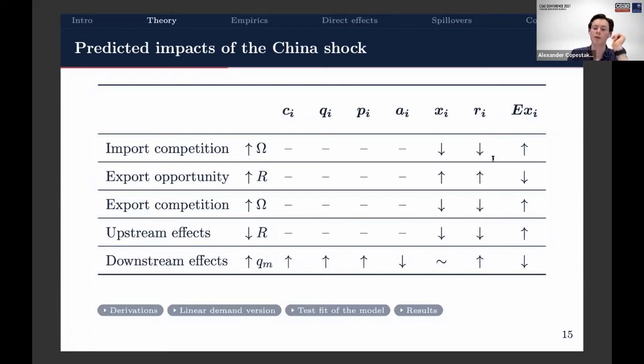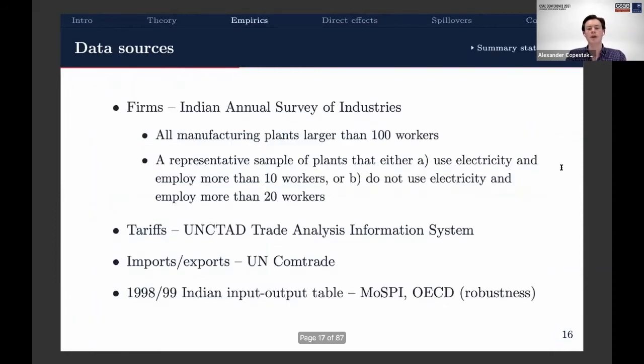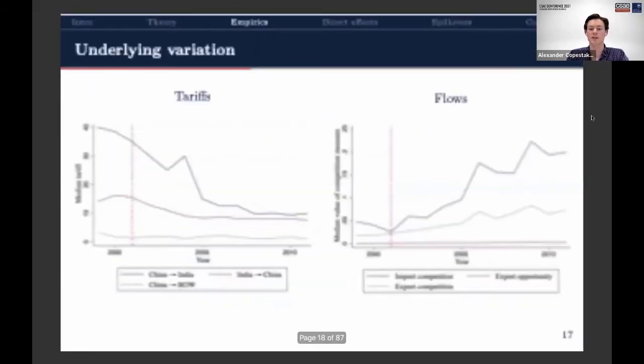the five channels. So I'm going to look at all of these 10 outcomes as a way to test what we're actually observing the effects to be. When I then dive into more detail on the downstream effects, these other channels, such as cost, quality, price, quality adjusted prices, and output, I'm also going to look at those margins. Data is essentially large manufacturing plants in India, a census and then representative sample below plants for 100 workers, and then standard trade flows and tariffs data sets.